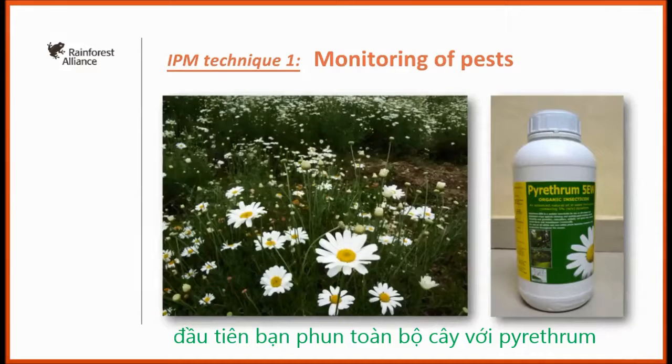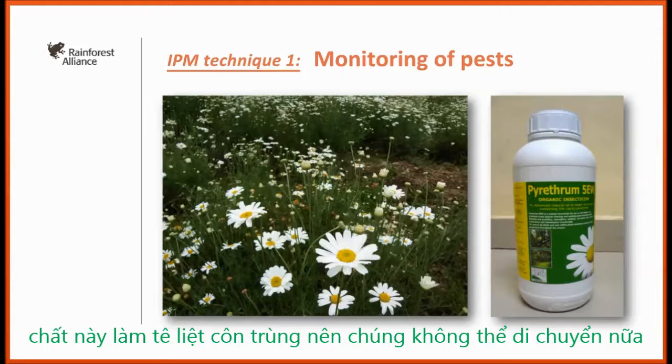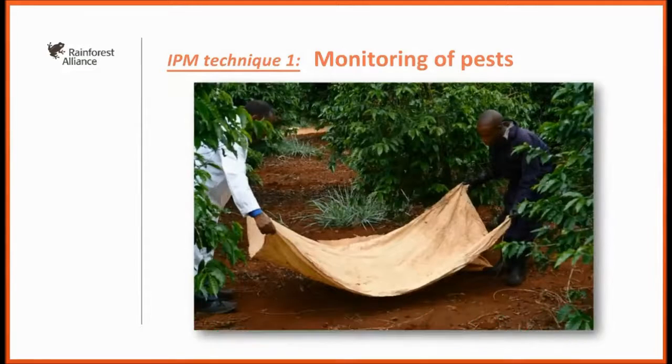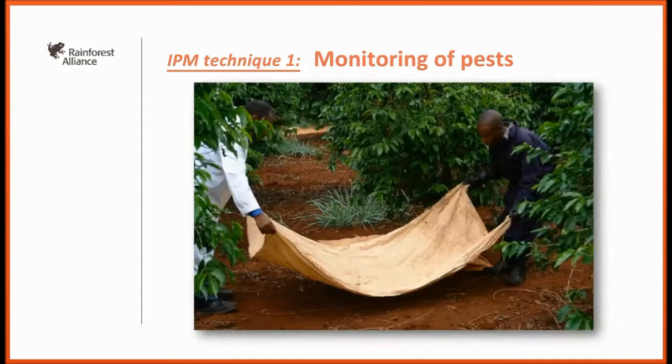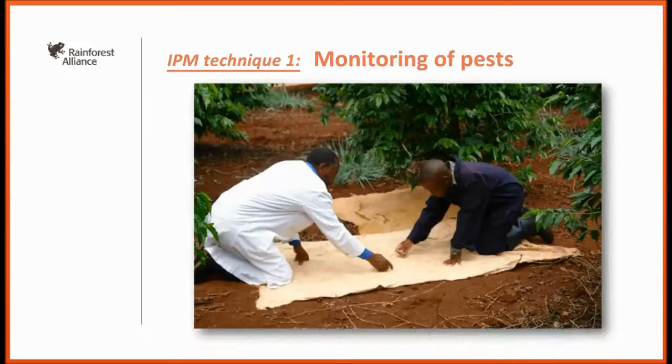First, you spray the tree with pyrethrum solution, which is an extract of a flower called African chrysanthemum. It paralyzes insects so that they cannot move anymore. After spraying, wait for 15 minutes and shake the tree hard to make the paralyzed pests drop onto the ground. Make sure that there is a sheet over the ground so that the fallen pests can be collected. Then count the number of different pests and record them.